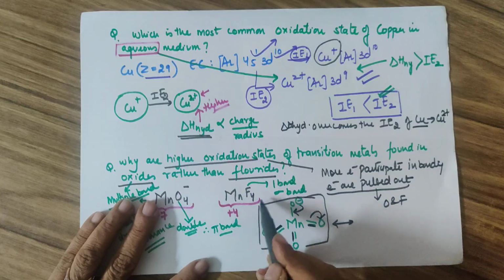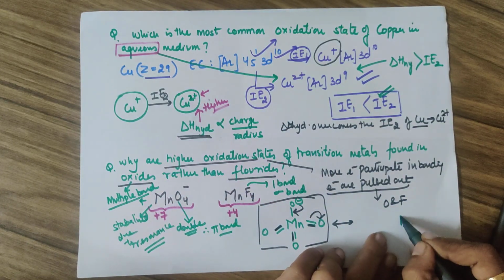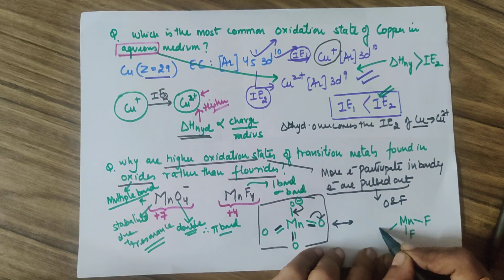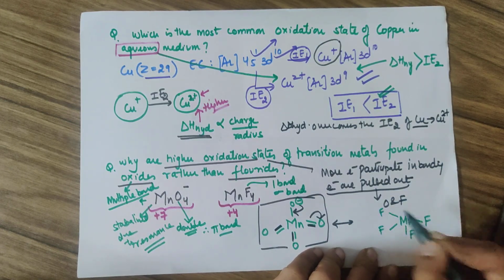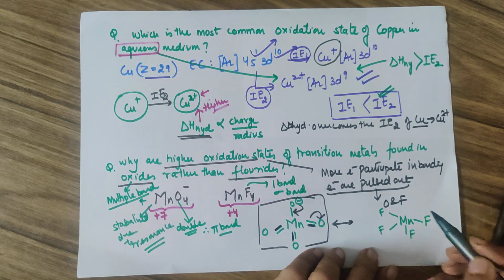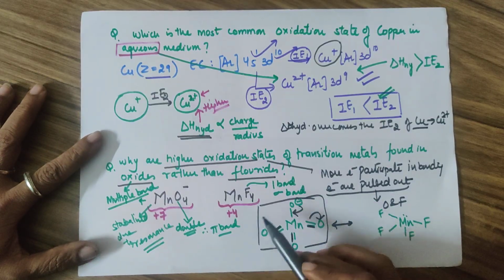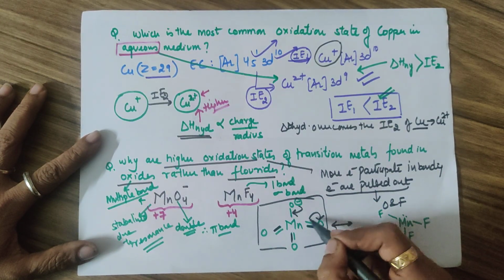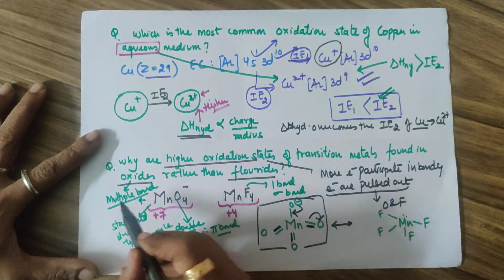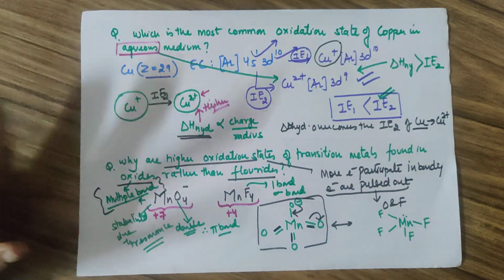Whereas when we talk about MnF4, it would be one bond with each fluorine because fluorine can only form one bond. So 4 bonds are formed, and electrons are still left over on manganese, which are not utilized in bonding. So in oxygen, due to the presence of pi bond and delocalization, multiple bond formation is the key word, which stabilizes by resonance or delocalization.